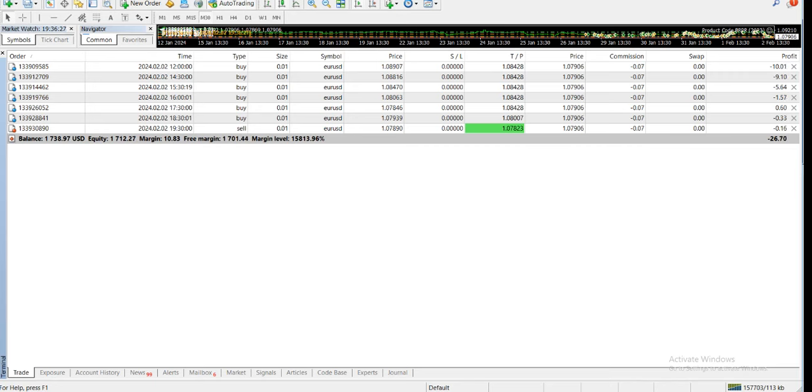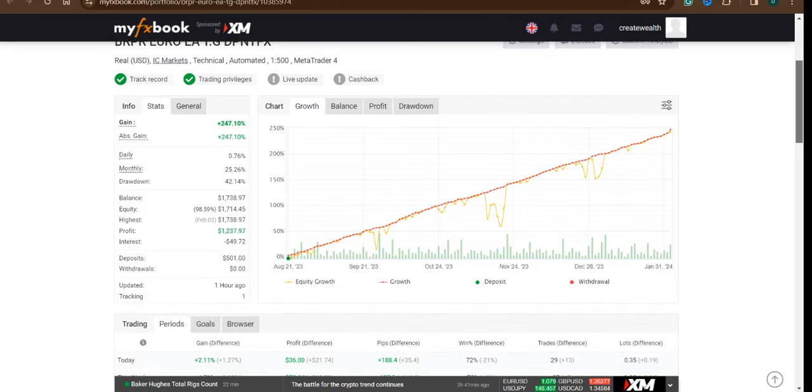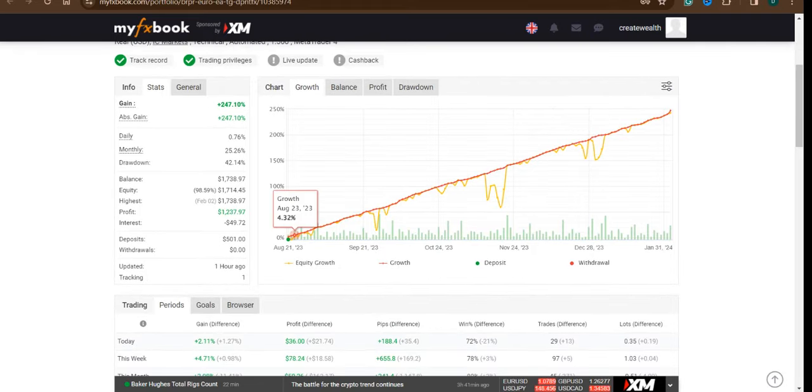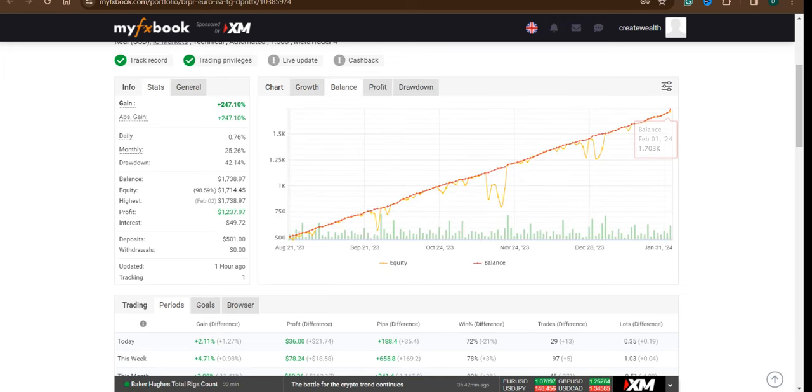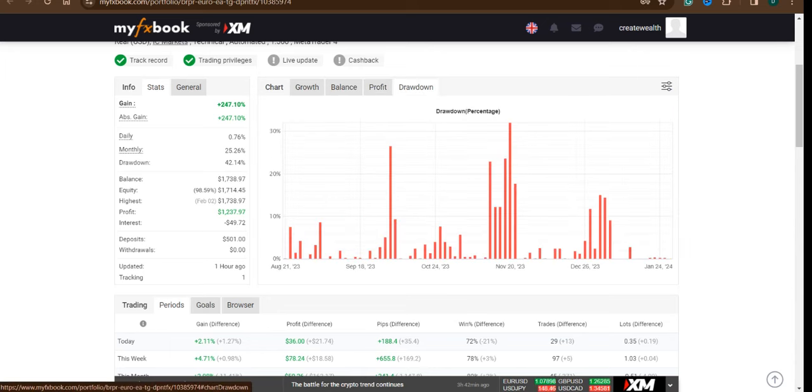Okay, and now if you would like to see the MyFXBook statistics, then let me show you. Just wait for a second. So here is the MyFXBook page, and based on the graph, it is the growth graph. This is the balance graph. Okay, this is the profit graph, and this is the drawdown graph.